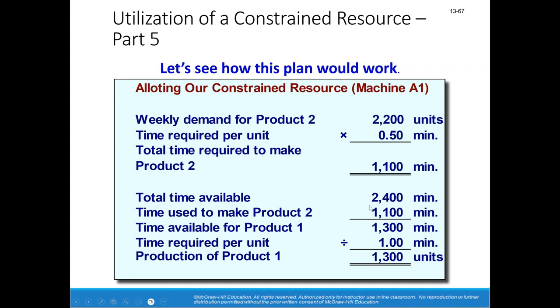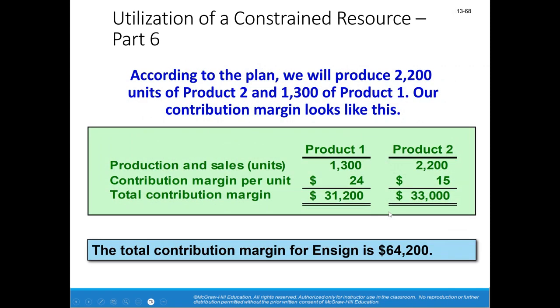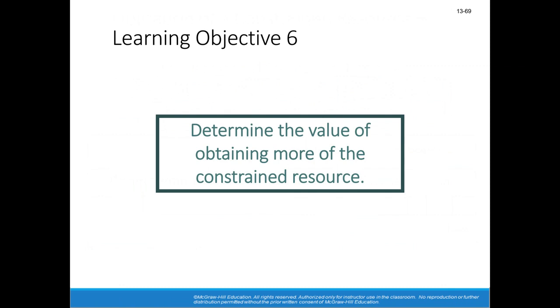So time available is 2,400 minutes. Time used for product two is 1,100 minutes. So we've got 1,300 minutes left over. So we're going to produce 1,300 units of product one and 2,200 units of product two. So now the contribution margin is 64,200.